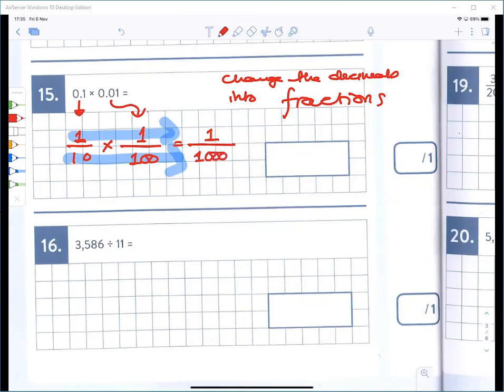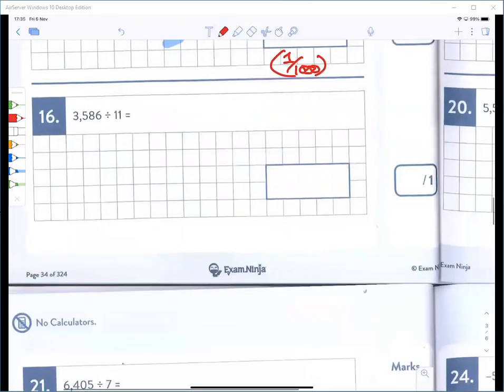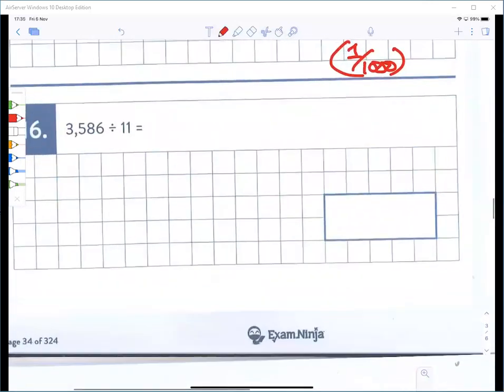So you change that to decimal, so 0.001. Or you can write down 1 over 1,000. It doesn't matter. You can put any of those two answers down. They both are very nice answers to put in. Okay, lovely. Question number 16.